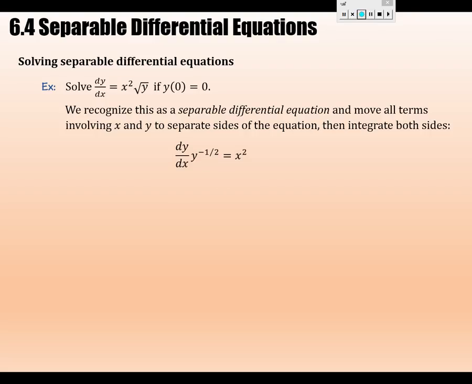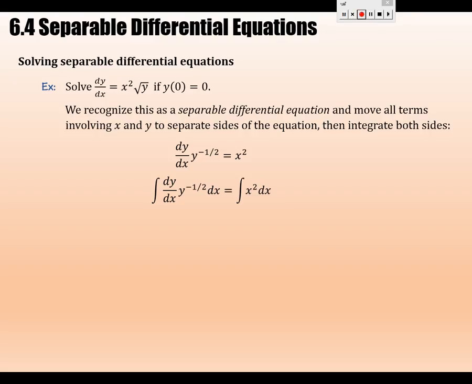The thing I'm going to do first is move everything that has a y in it over to the left side, and everything that has an x in it over to the right side. First of all, do you agree my algebra works? And then integrate. With respect to x is what I'm choosing to integrate with respect to. So integrating with respect to x, I'm just slapping an integral and a dx on both sides.